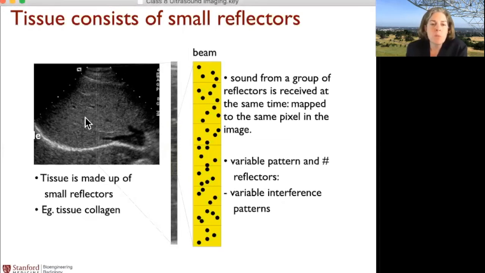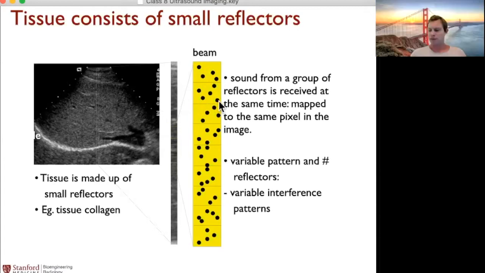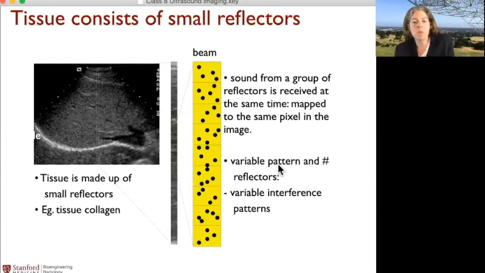So the speckle pattern really has to do with the fact that these echoes coming back within a single voxel are sort of randomly placed, and you're going to have different placement of the reflectors in each and every voxel. It's a variable pattern of reflectors, and that's going to give a variable interference pattern and a variable intensity to the signal that comes back and is picked up.